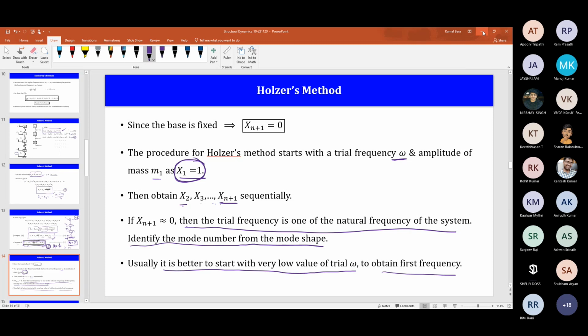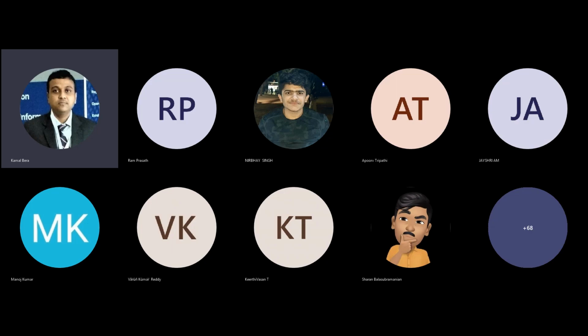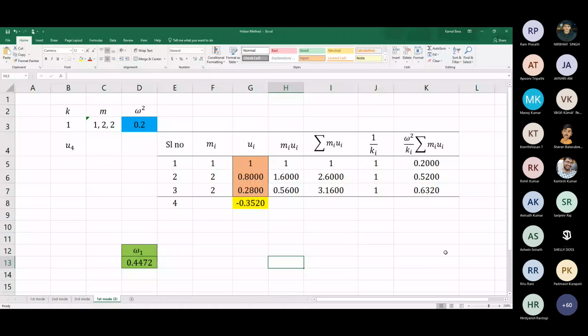Any difficulty in understanding? Hold on. Is the screen visible to you? Yes, sir. Yes.